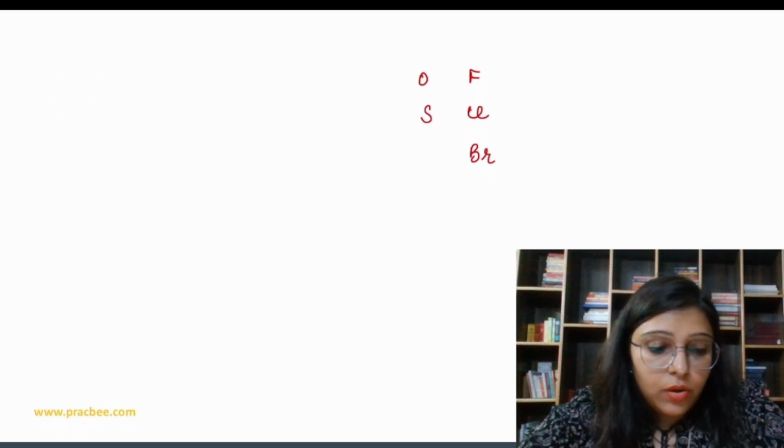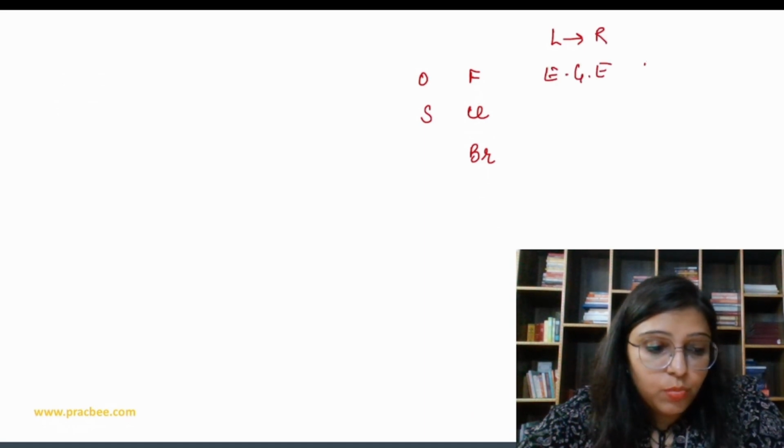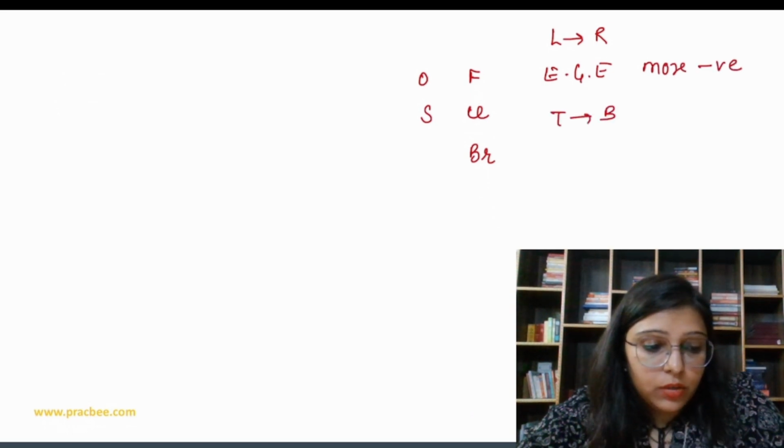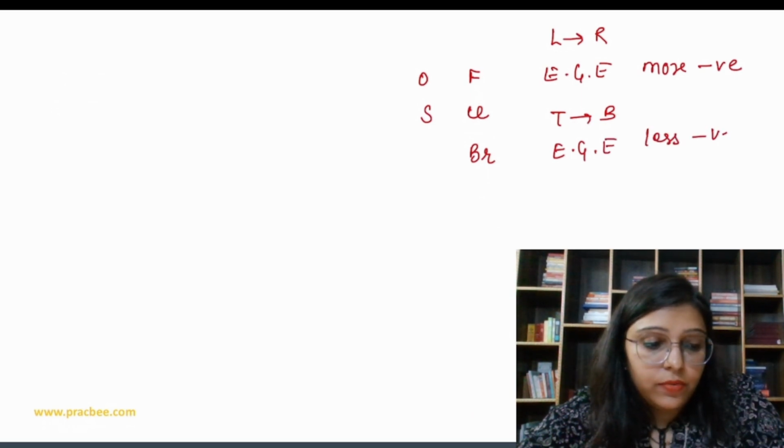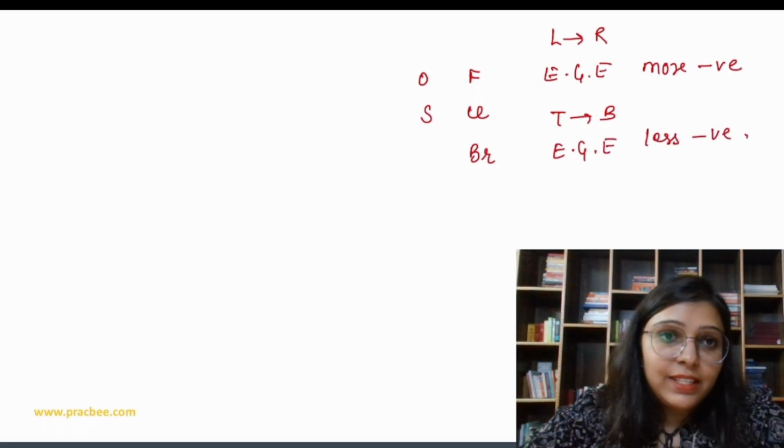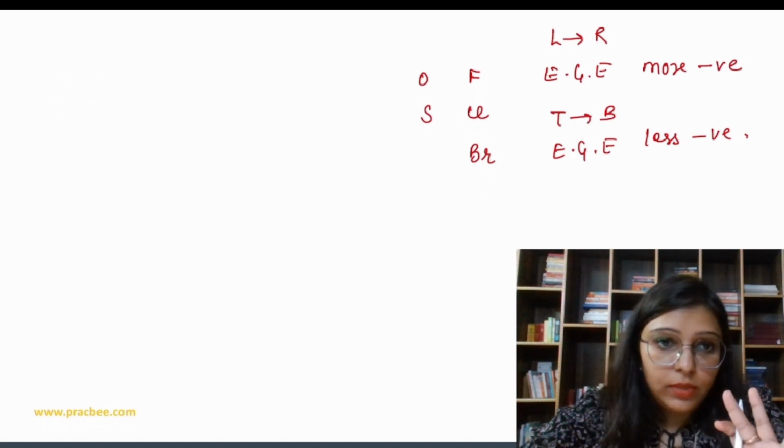So on moving left to right, electron gain enthalpy becomes more negative. And on moving top to bottom, electron gain enthalpy becomes less negative. Less negative means more enthalpy.